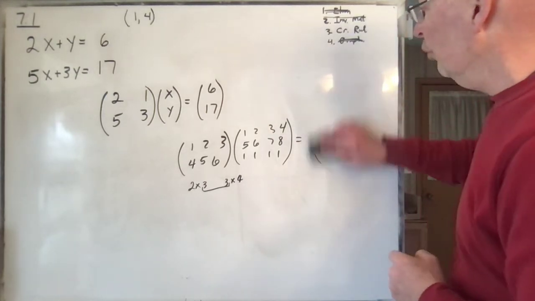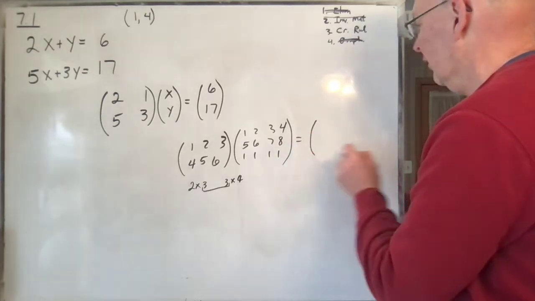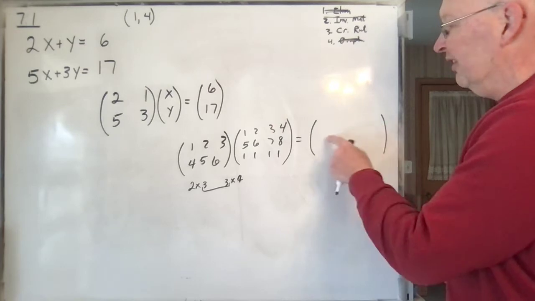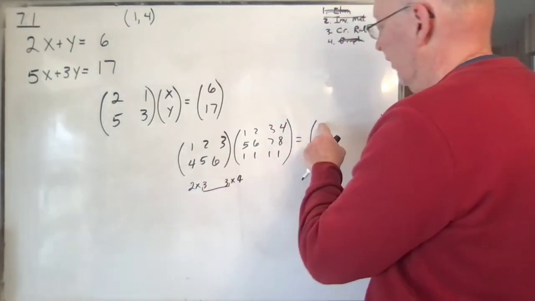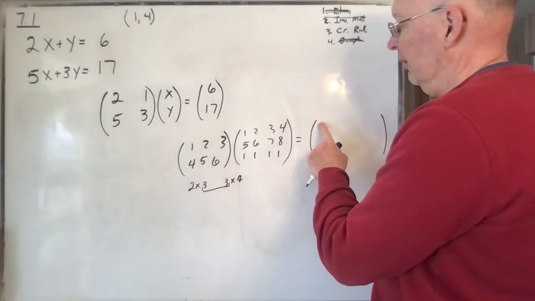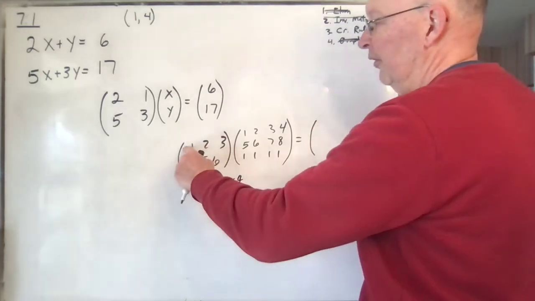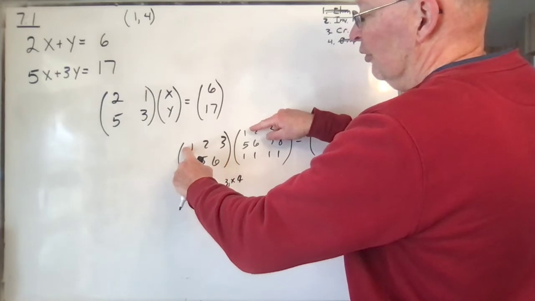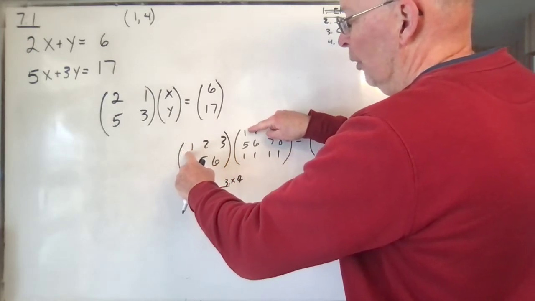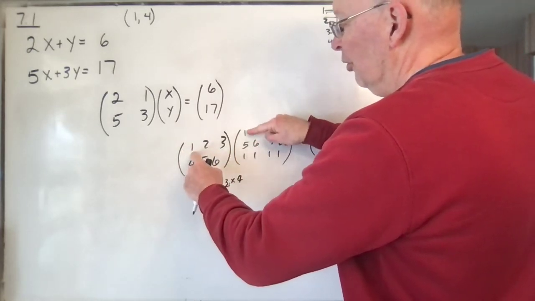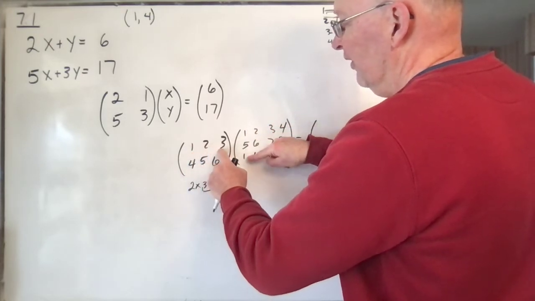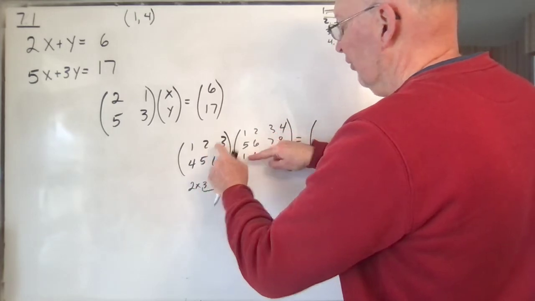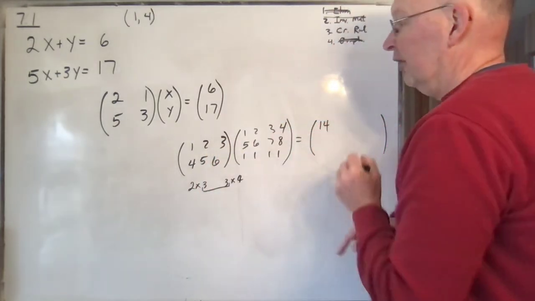So it's going to have 2 rows and 4 columns, so it's going to look something like that. The way you get each entry is that for the first entry, you take the row from this one and the column from this one. So here's what you do: you multiply going boom, boom, boom, and add them together. So this is going to be 1 plus 10 is 11, plus 3 is 14. So it's going to be 14.